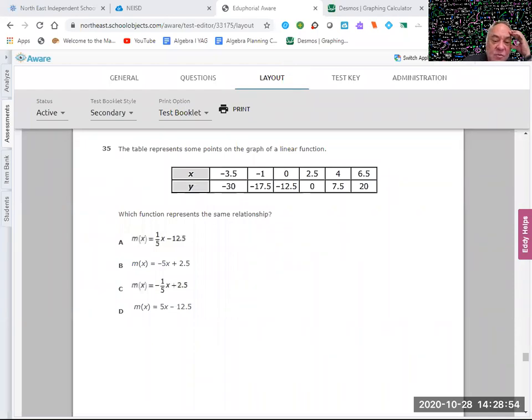35, again, here's another table. Plug it into Desmos. Any 2 points, it'll give you the slope and it'll give you the y-intercept using the y1 tilde mx1 plus b. You got it.